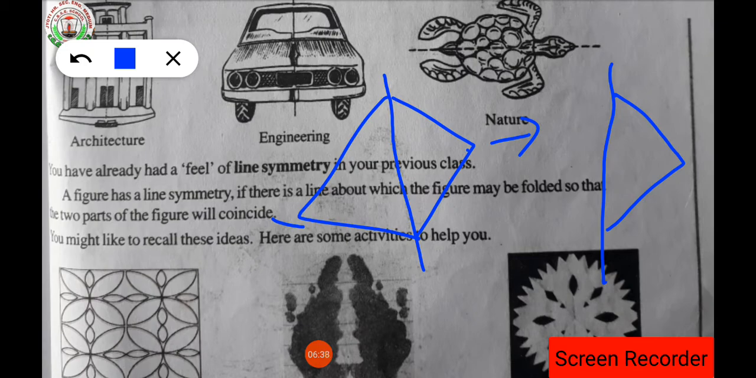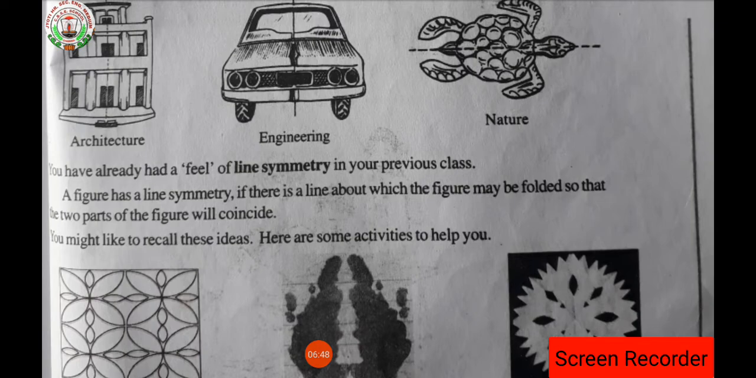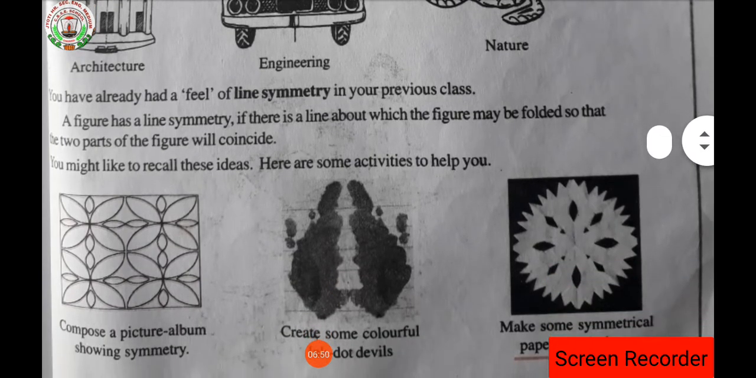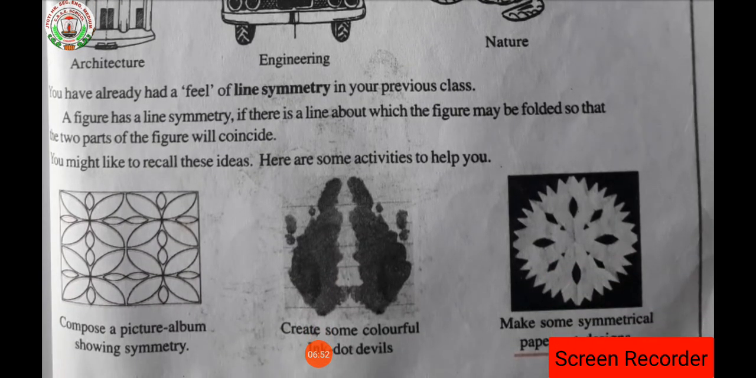So this part is folded over the other, exactly as it is, so we will not be able to see the bottom part, isn't it? That is what is meant by saying the two parts of the figure coincide. Clear everyone? So here some examples are shown on the screen.